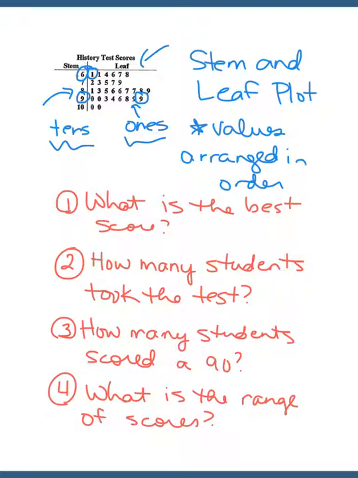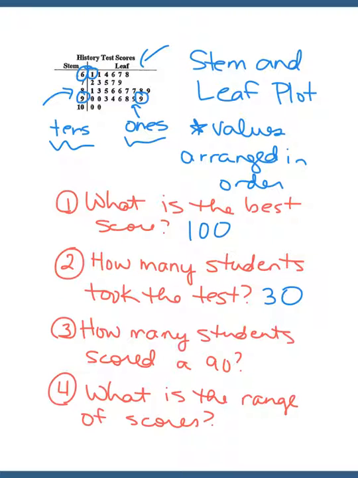The first one says, what is the best score? Well, that will be at the bottom, and our best score there is 100. How many students took the test? Well, all you'd have to do is add up the number of leaves that are listed, because they each represent one test score, and that's a value of 30.